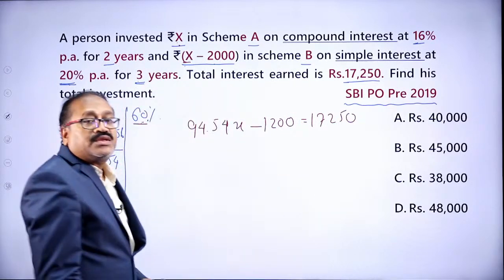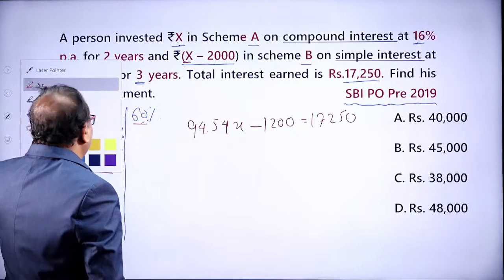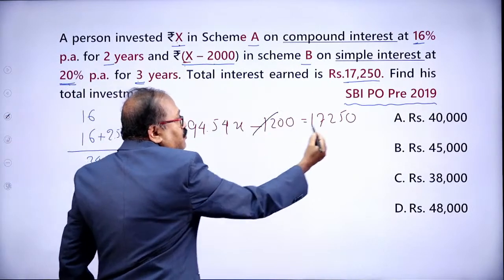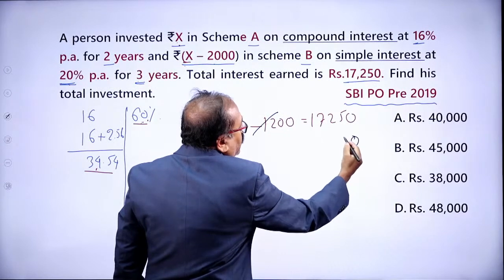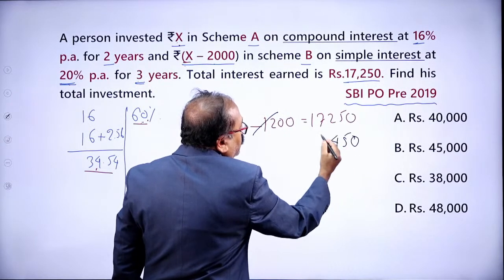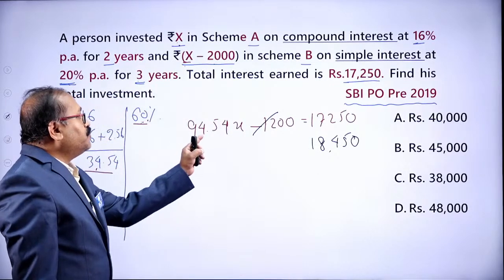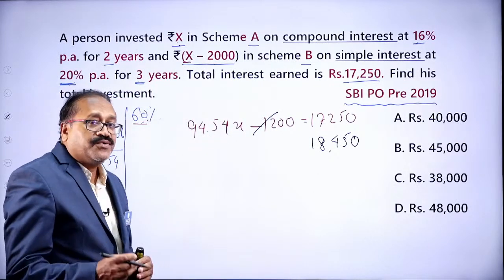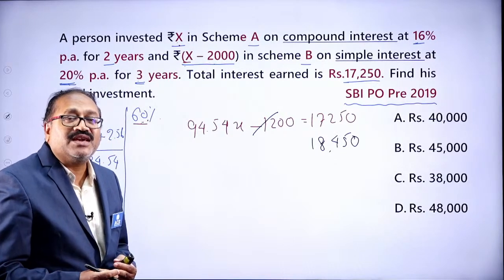17,250. So what will be 94.54%? So take this 1200 over here, it will become plus. So that is 0 and 5 and 4 and 8 and 1. So this is your 94.54x. So what you need to find out? You need to find out x.